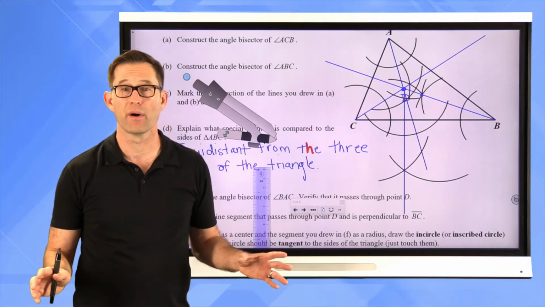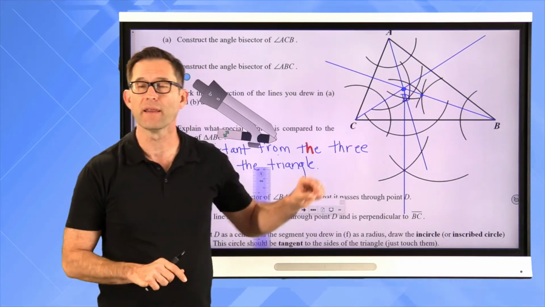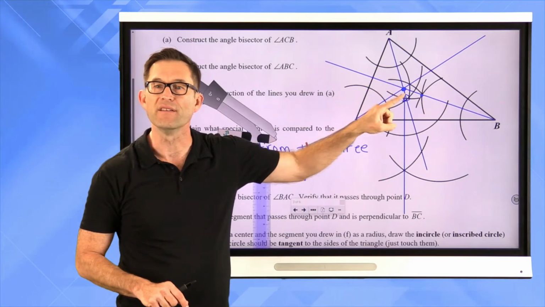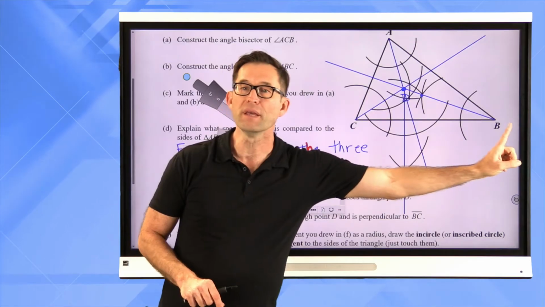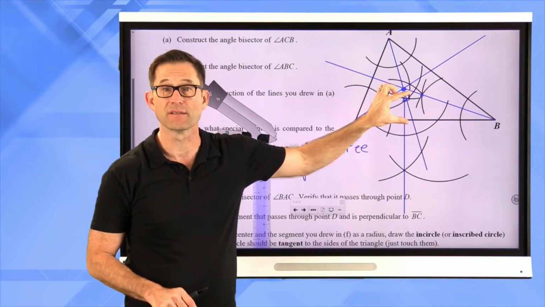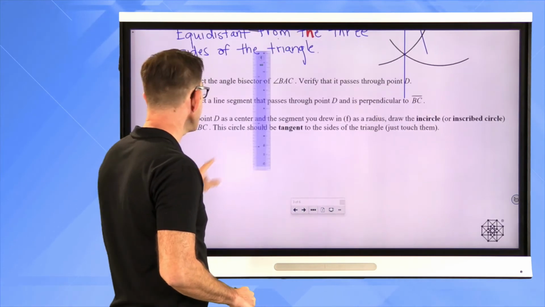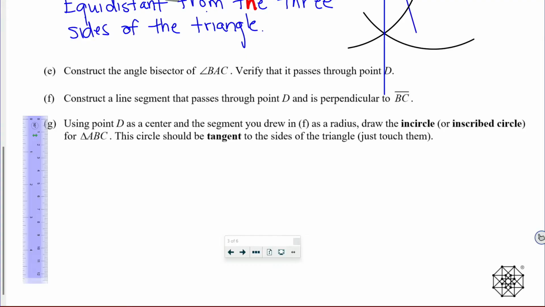Now, why did I do that, by the way? Well, the reason I did that is I wanted to get the radius of the circle. I wanted the distance that D was away from BC, and that's this distance. And that's the final little piece, letter G. Using point D as the center and the segment you drew in F as a radius, draw the incircle, or the inscribed circle for ABC. This circle should be tangent to the sides of the triangle. In other words, just touch them.